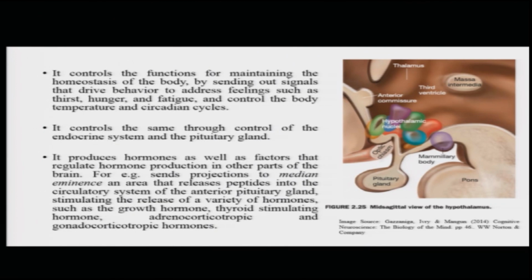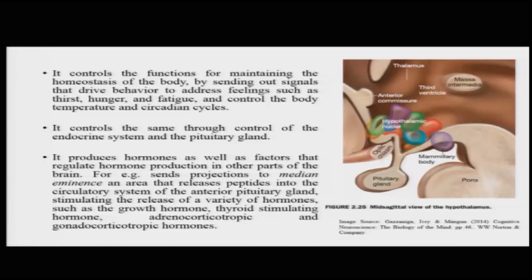It controls the functions for maintaining the homeostasis of the body, maintaining the normal equilibrium of the body by sending out signals that drive behavior to address whenever a need or some kind of emergency arises in the body. Say for example, if you are thirsty, hungry, feeling too hot, too cold, too excited or unrested and the body needs some kind of sleep. So, all of those basic housekeeping things that maintain the equilibrium of the body are handled by the hypothalamus. This is a very important region.